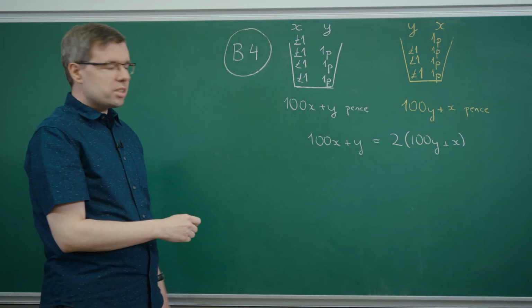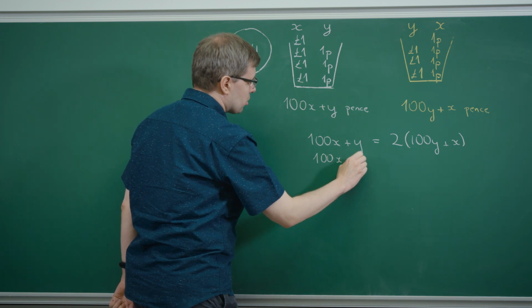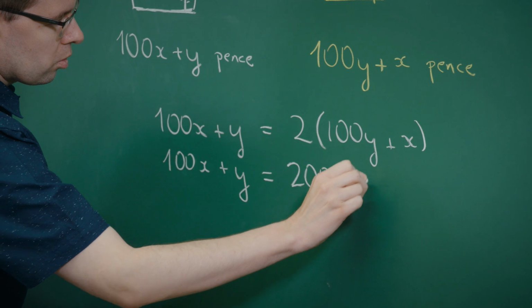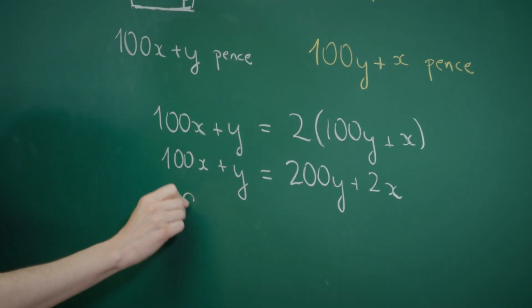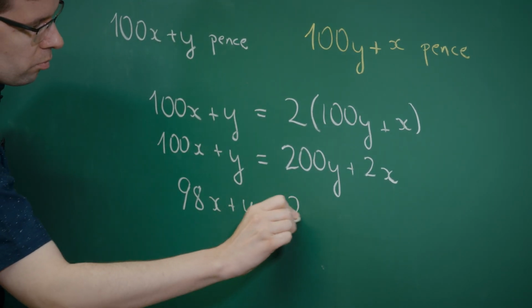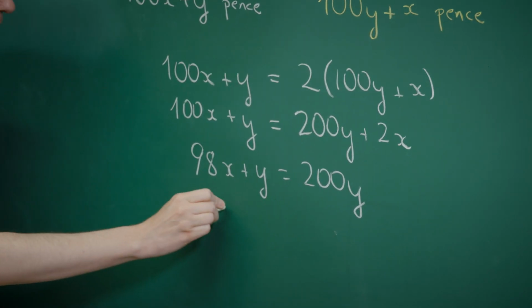We can simplify this equation first by expanding brackets. Then by taking away 2x from both sides. And finally, by taking away y from both sides.